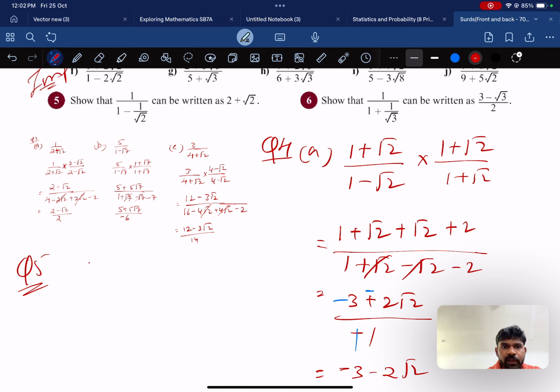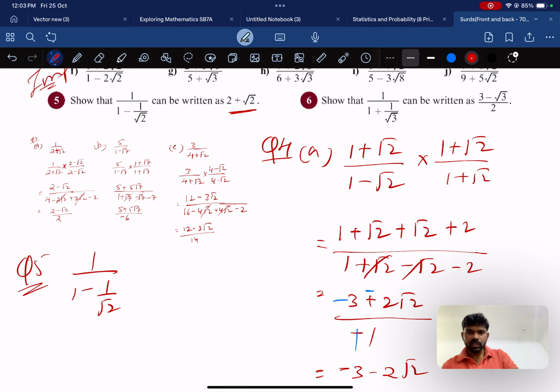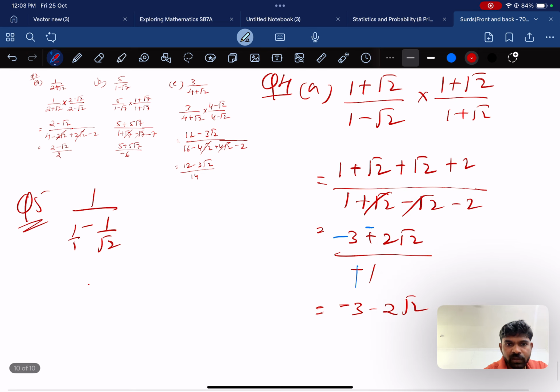Show that 1 by 1 minus of root of 1 minus of 1 by root 2 can be written as this one, right? We have to show that it is written like this. So for this, I'm going to first simplify or rationalize the denominator. We have to simplify this bottom one. I'll put 1 below this, and you can solve this by cross multiplying. I can multiply this, this, and this. So we got our answer as root of 2 minus of 1 divided by root of 2.